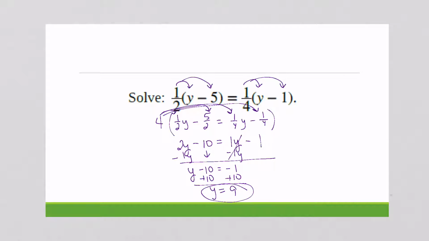So let's test it. So I've got 1/2 times 9 minus 5. Is that equal to 1/4 times 9 minus 1? So I'm going to do 9 minus 5 and 9 minus 1 in this first step. 1/2 times 4. Is that equal to 1/4 times 8? Half of 4 is 2. 1/4 of 8 is also 2. So I know that this is the correct answer.